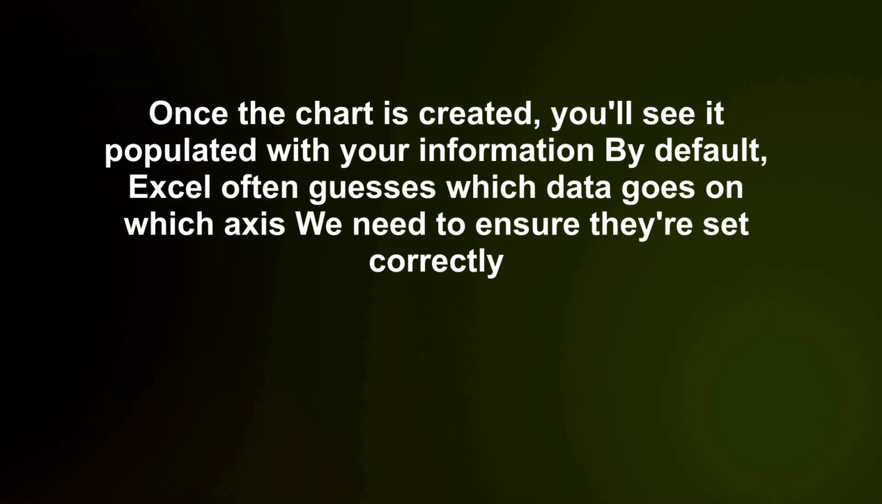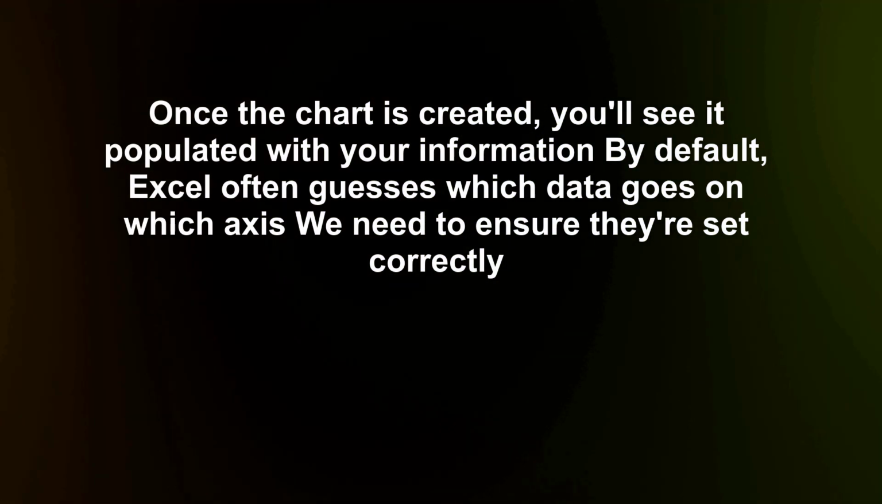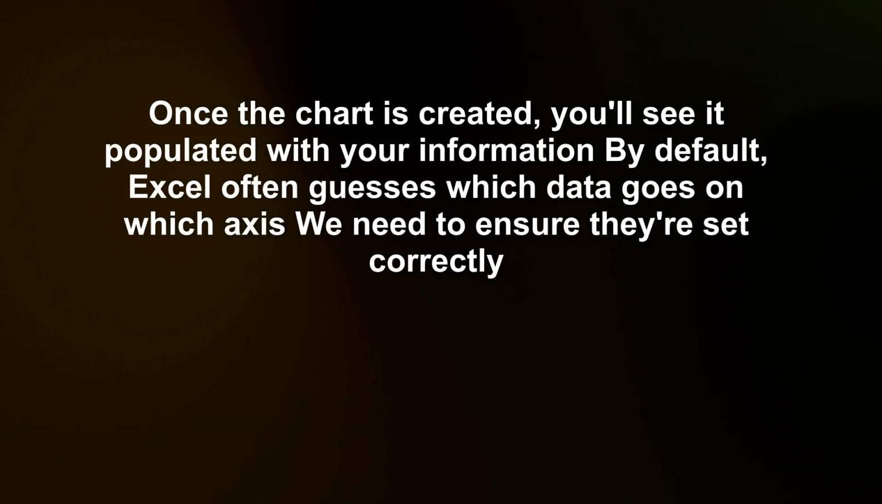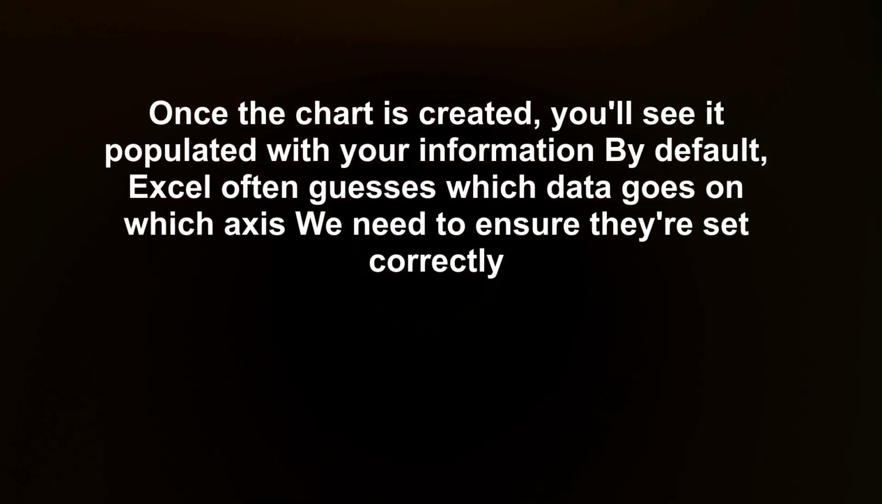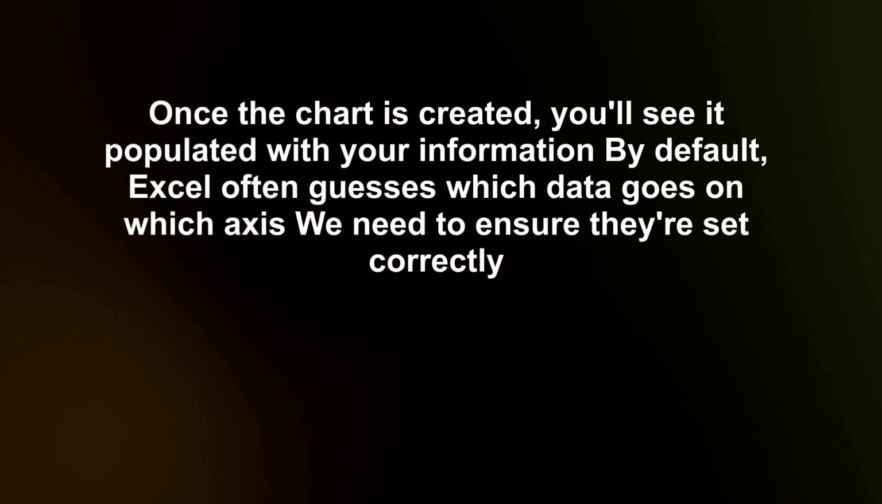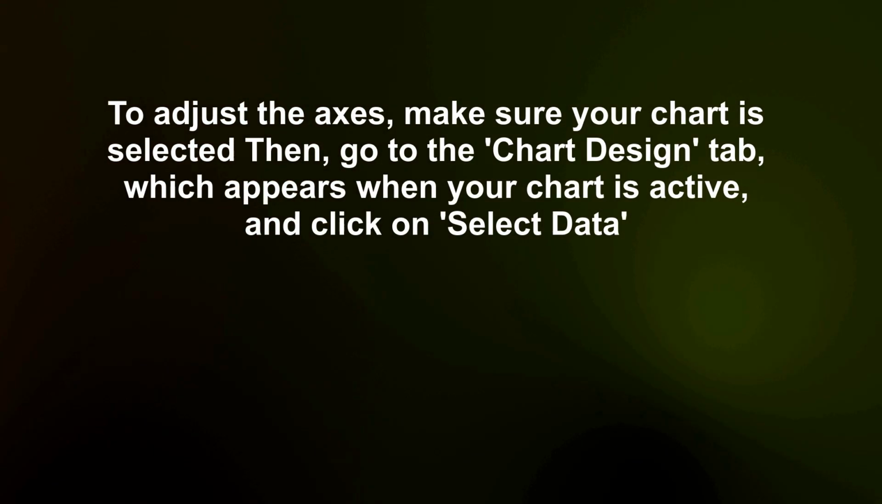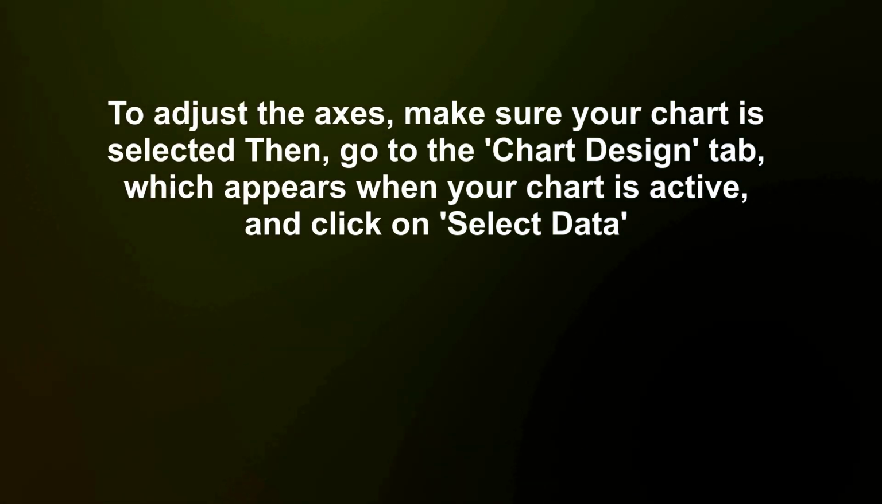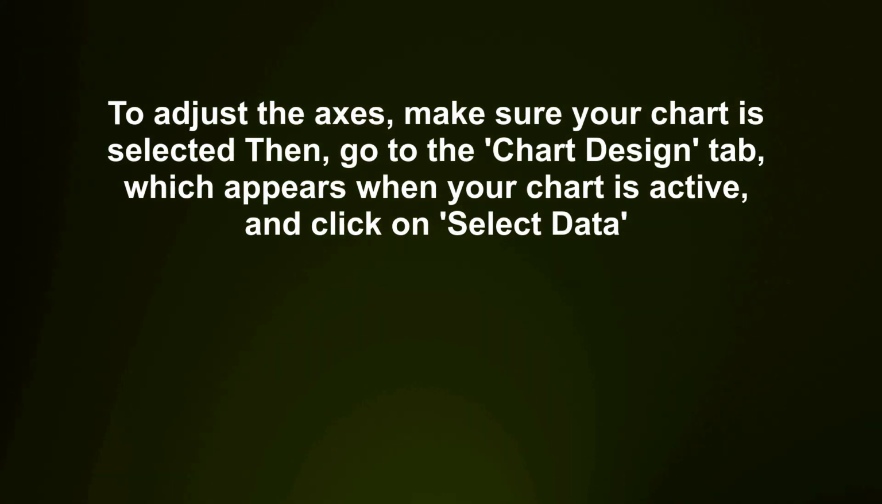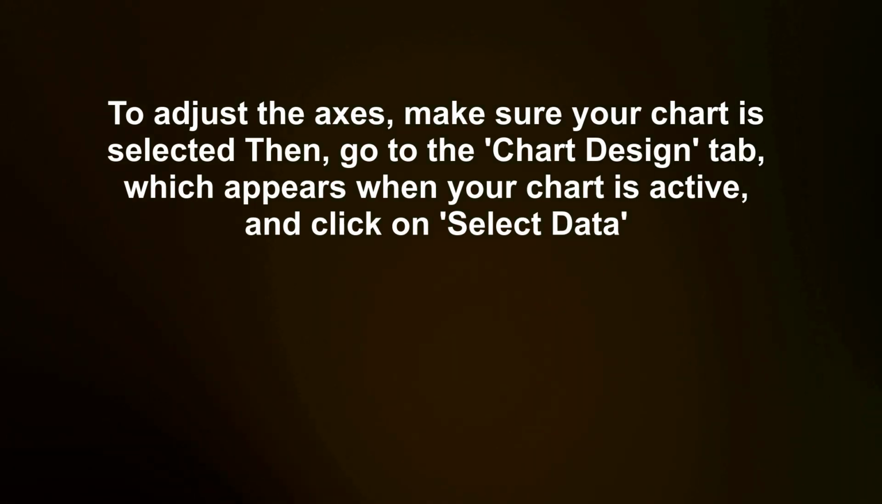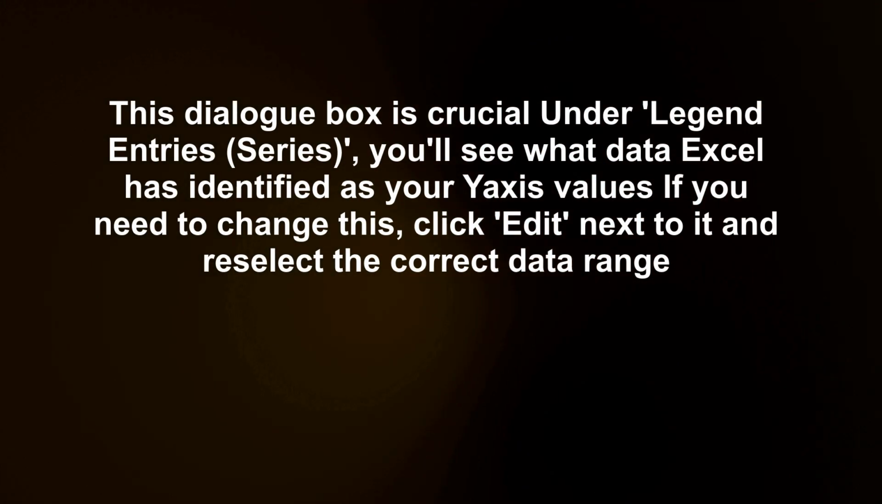Once the chart is created, you'll see it populated with your information by default. Excel often guesses which data goes on which axis. We need to ensure they're set correctly. To adjust the axes, make sure your chart is selected, then go to the Chart Design tab, which appears when your chart is active, and click on Select Data. This dialog box is crucial.